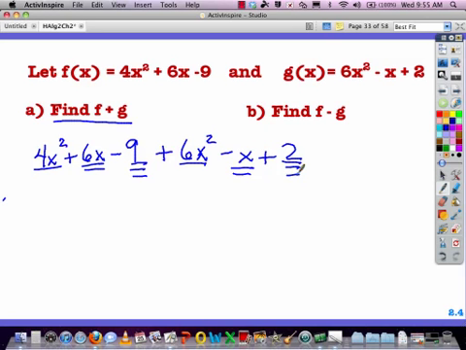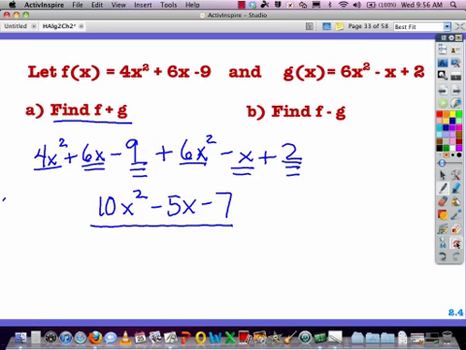So 4x squared plus 6x squared is 10x squared. 6x subtract 1x is 5x. And then 9, or negative 9 if you'd like to think of it that way, subtract 9 or plus a negative 9, add 2 to that, and you're going to get a negative 7. So our final function of adding f plus g is the trinomial 10x squared plus 5x minus 7.